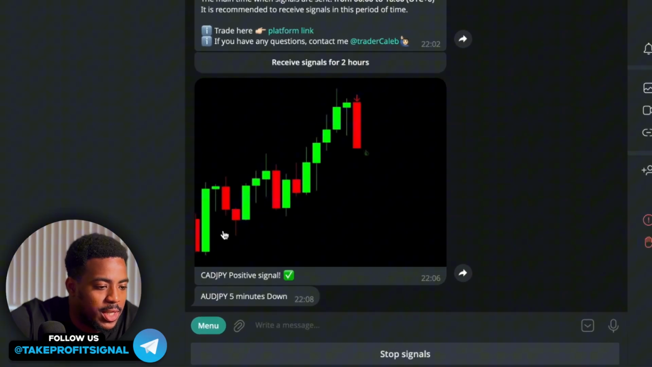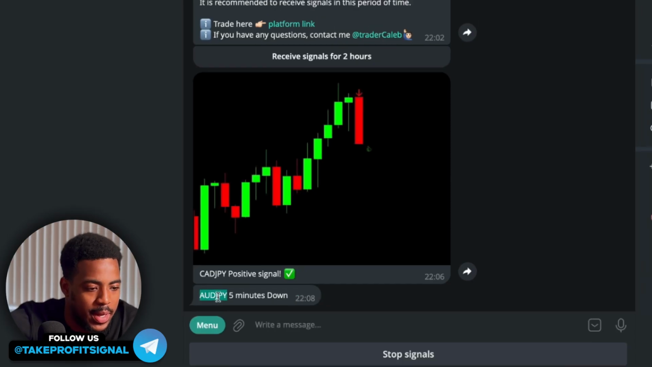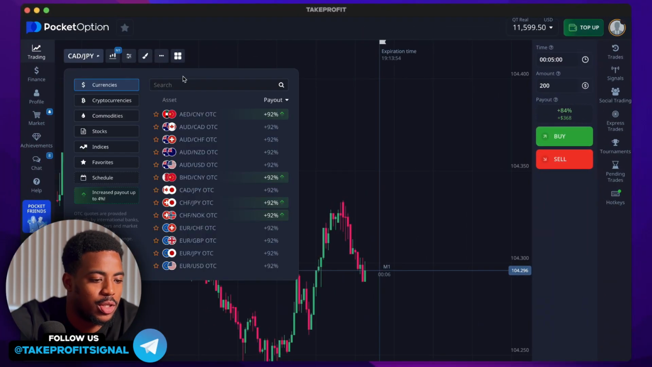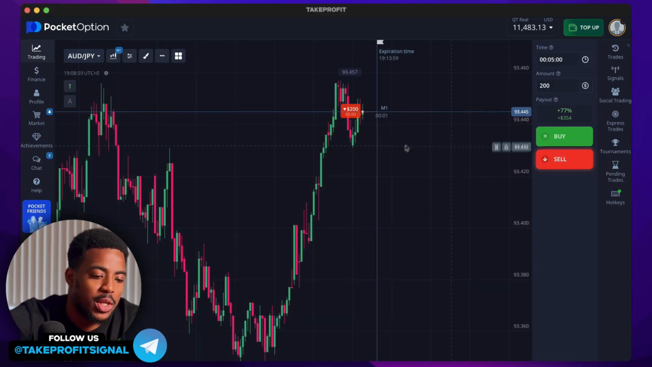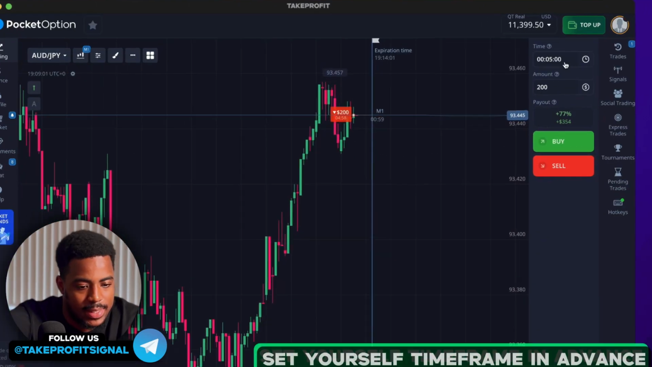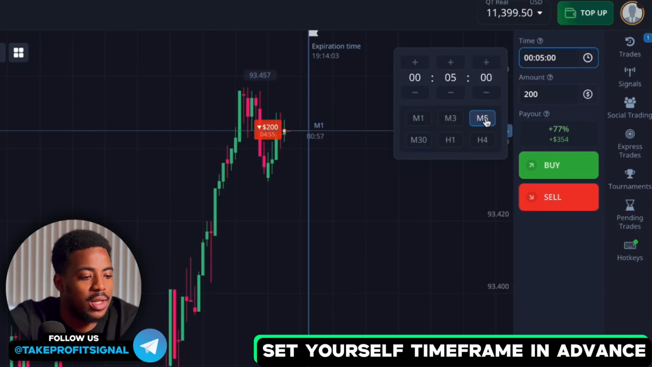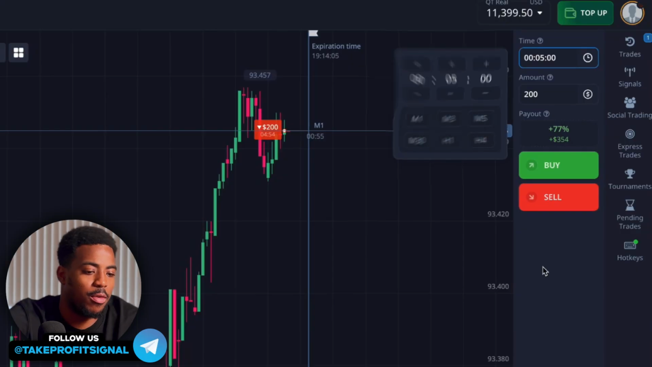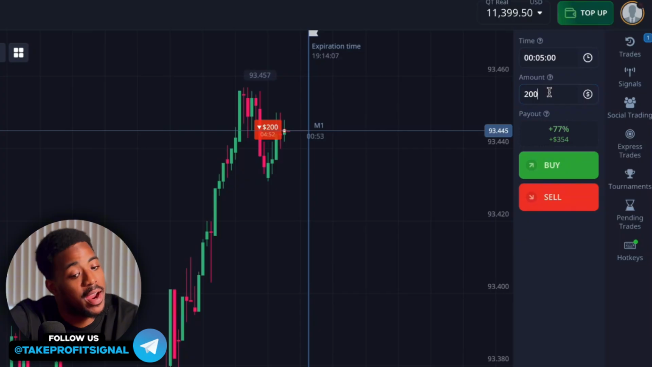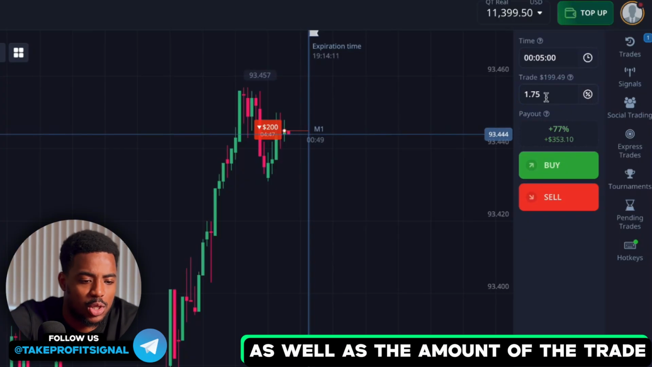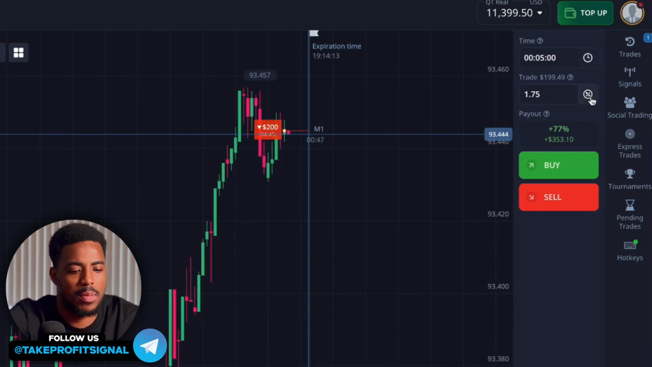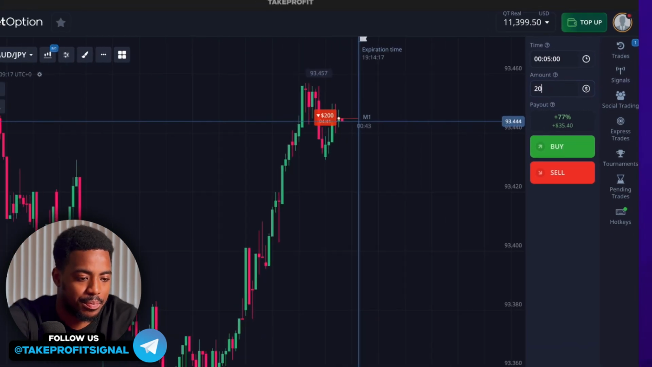Next we get another signal. I also quickly copy the name of the asset. I'm going to search. So we have a signal for 5 minutes on the downside. So do not waste time. Set yourself a timer in advance. That is the time frame of one trade and 5 and the amount of your trade. My trade amount is currently 2% of my balance. For me, it means that I do not risk anything.